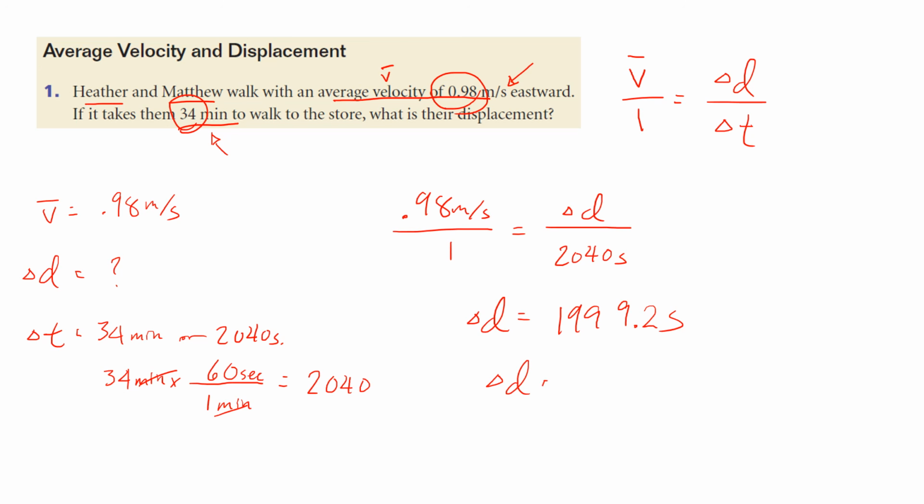So that means our displacement is equal to 2000. If I don't put a little decimal there, it makes it basically 1 sig fig, which is going to be appropriate. That's the best we can do here.